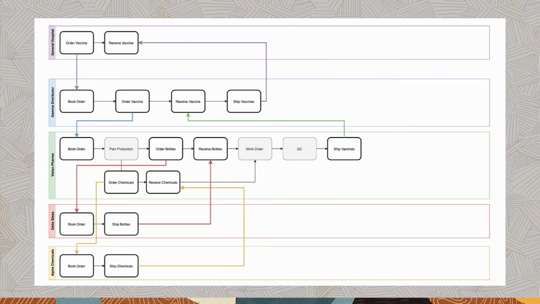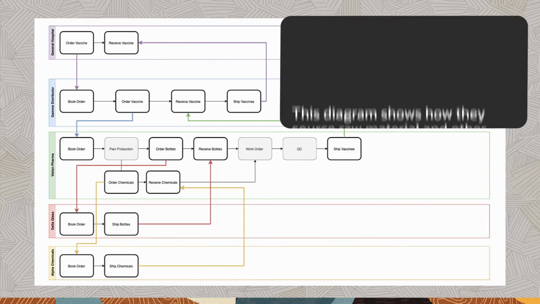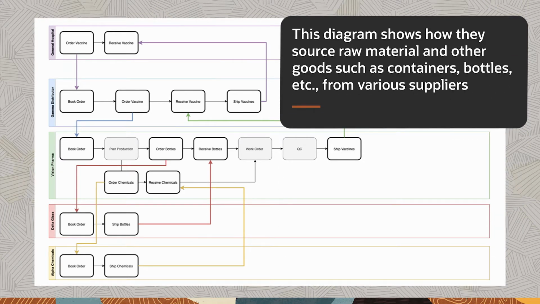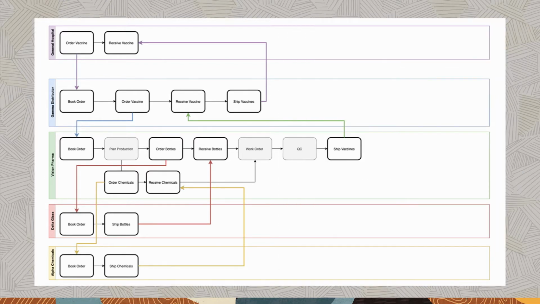Vision Pharma manufactures pharmaceutical drugs. This diagram shows how they source raw material and other goods, such as containers and bottles, from various suppliers. Delta Glass supplies bottles and containers. Alpha Chemicals supplies chemical ingredients. Gamma Distributor is a distributor and supplier to General Hospital.